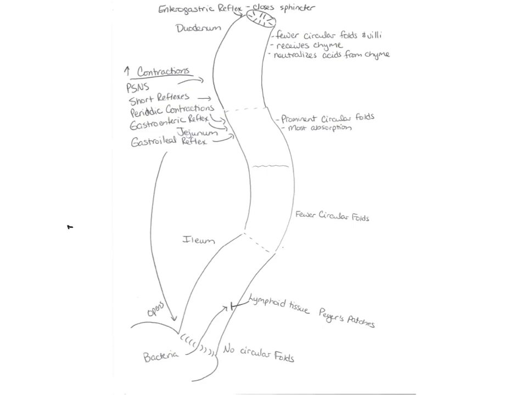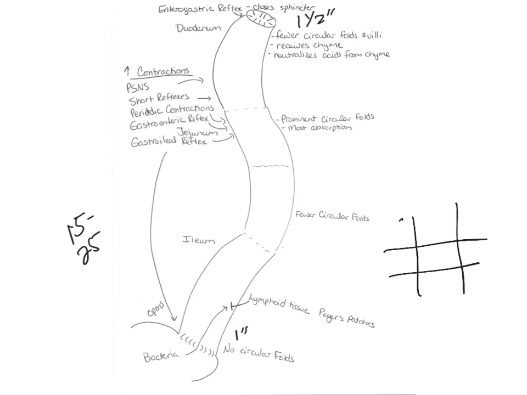The small intestine is 15 to 25 feet long. It has a diameter of about 1.5 inches up by the stomach, and that narrows down to about 1 inch by the time it gets to the large intestine. The small intestine can be found in all the abdominal regions except for the hypochondriac and the epigastric regions.